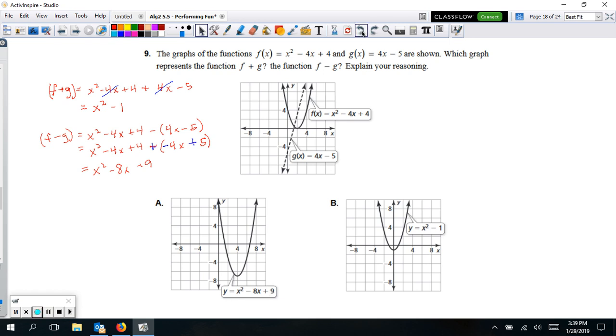So that definitely tells us which one is which. F minus g is this one down here. Those match up. And this one is f plus g here. So we can also say that f plus g is b, and f minus g is a.